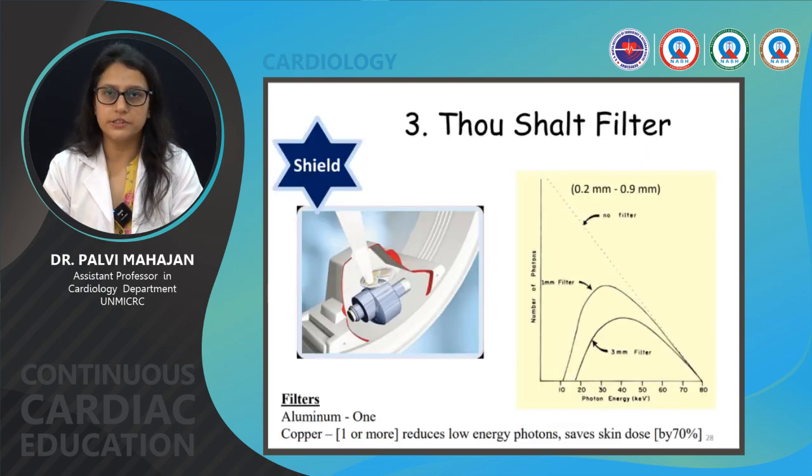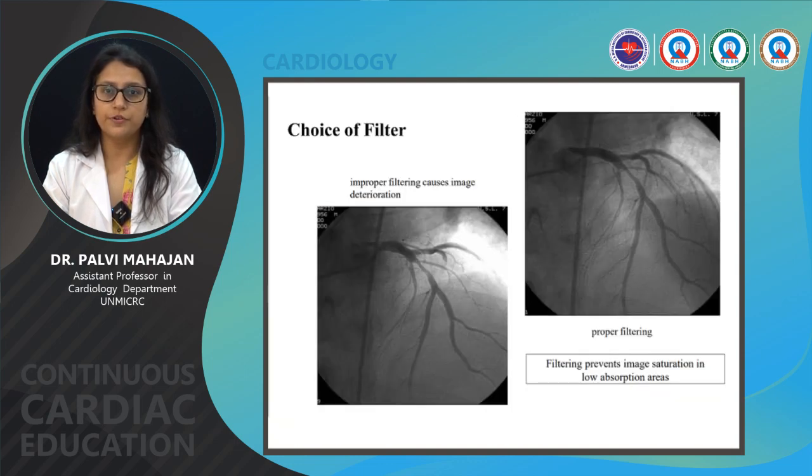Thou shalt filter. Make optimum use of filters, and copper filters are more protective as compared to aluminium ones. Copper filters remove low energy photons and can reduce the skin dose by almost 70%. Use of proper filters can reduce the dose. Filtering will also prevent image saturation in low absorption areas.